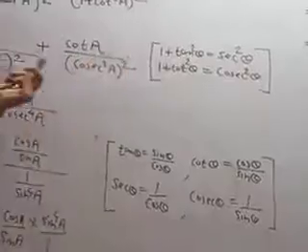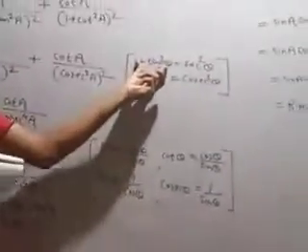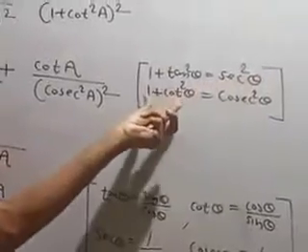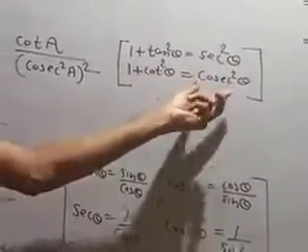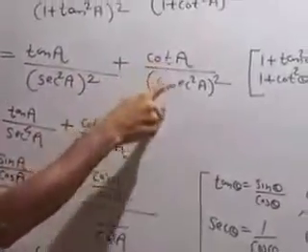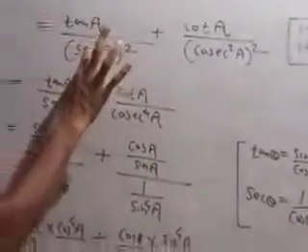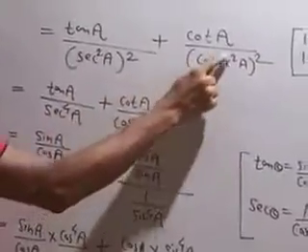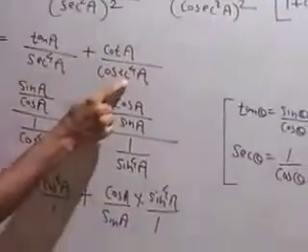In the form of A here, we use the basic identities. 1 plus tan square theta equal to sec square theta. 1 plus cot square theta equal to cosec square theta. So tan A upon sec square A, bracket square, therefore tan square A upon sec raised to 4A, and cot A upon cosec square A, bracket square, cosec raised to 4A.